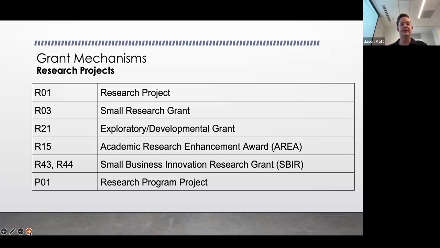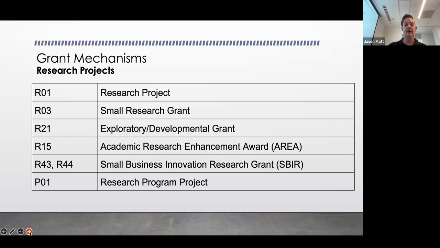The next mechanism is an R21. These are exploratory, developmental grants. While they often say you don't need preliminary data for these, often they're supposed to help you generate that. They're very competitive still. I think these can be between 2 to 3 years. They're also smaller; the max, if I'm recalling, is maybe around $275,000 is typically what's funded in those. These tend to be very competitive.